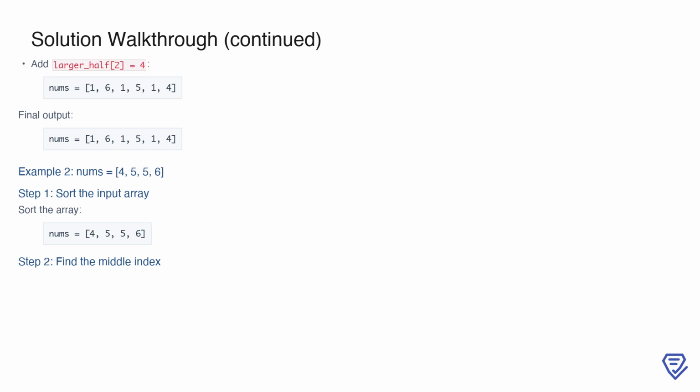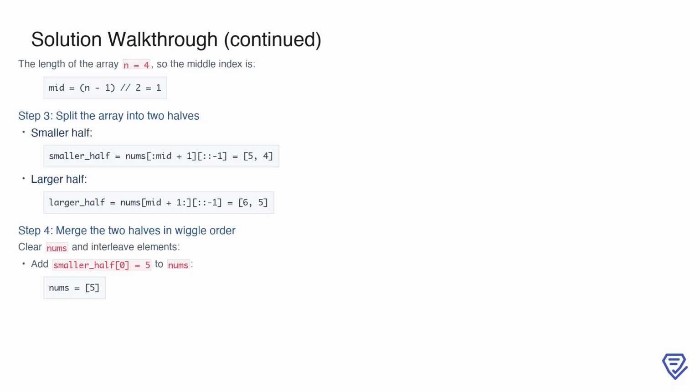Let's move on to a second example where nums equals 4, 5, 5, 6. As before, we start by sorting the input array in ascending order. Once sorted, nums becomes 4, 5, 5, 6. Then, we calculate the middle index. Since the length of the array is 4, the middle index is (n-1) divided by 2, which equals 1.